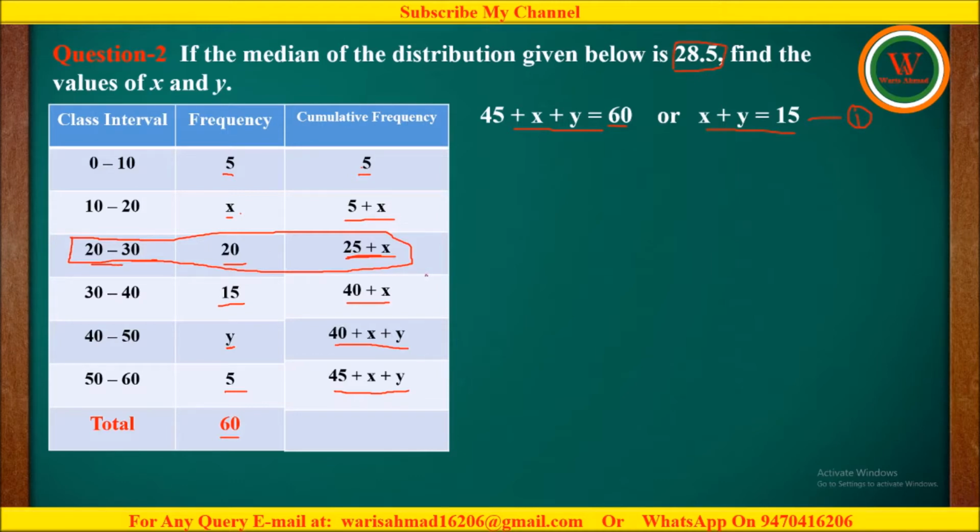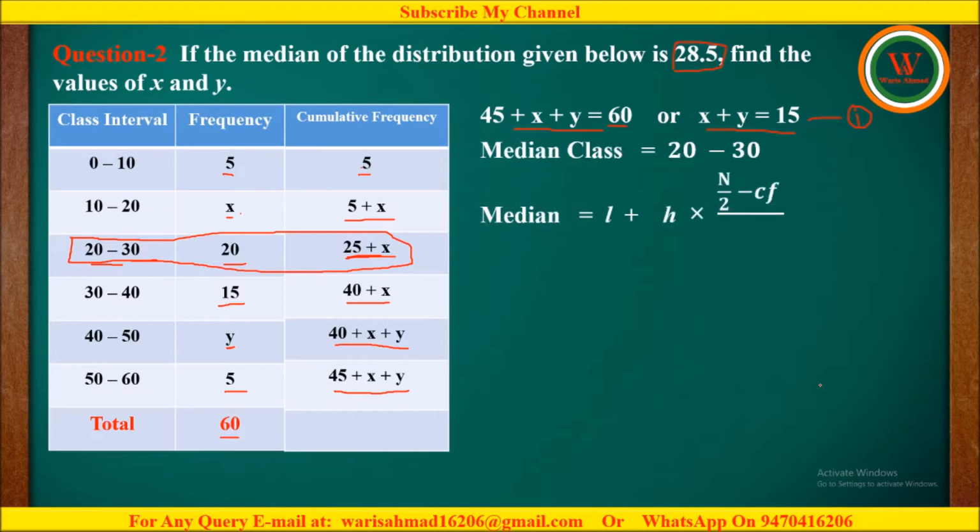Now let us see the formula of median. As we know, median is equal to L plus H multiplied by N upon 2 minus CF upon F. So first of all, median class is equal to 20 to 30, because 28.5 comes between 20 to 30. Now here L is representing the lower limit of the median class, that is equal to 20. H is representing the width of the median class, that will be 30 minus 20, which is 10. N is the sum of all frequencies, so it will be taken as 60.